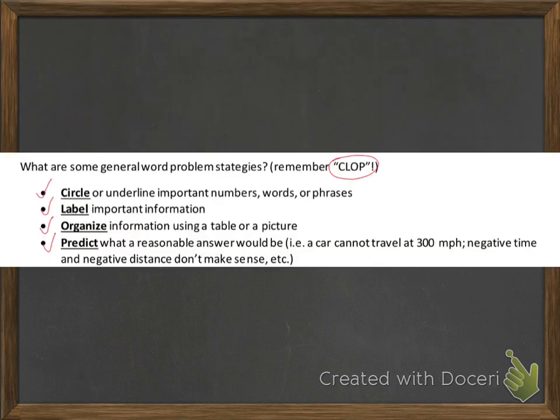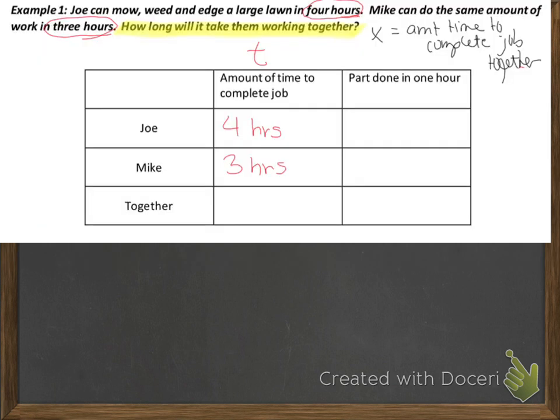Okay, so if we go back to our strategies, we have circled everything, we've labeled by assigning a variable, we've organized our information. Now let's make a prediction about the answer. We don't know how much time it's going to take them to complete the job, but we already assigned it a variable. We said that it's going to take them X hours to complete the job, so we can put X there. So do we expect X is going to be larger or smaller than 4 or 3?